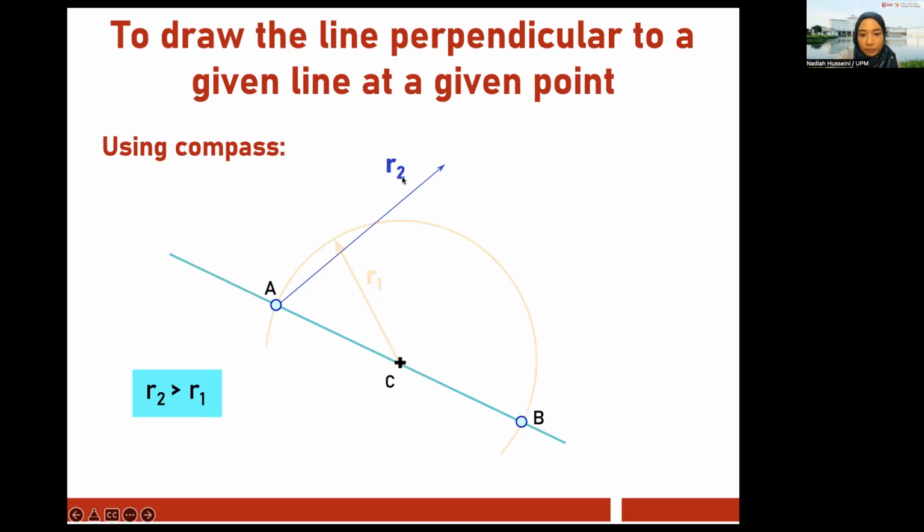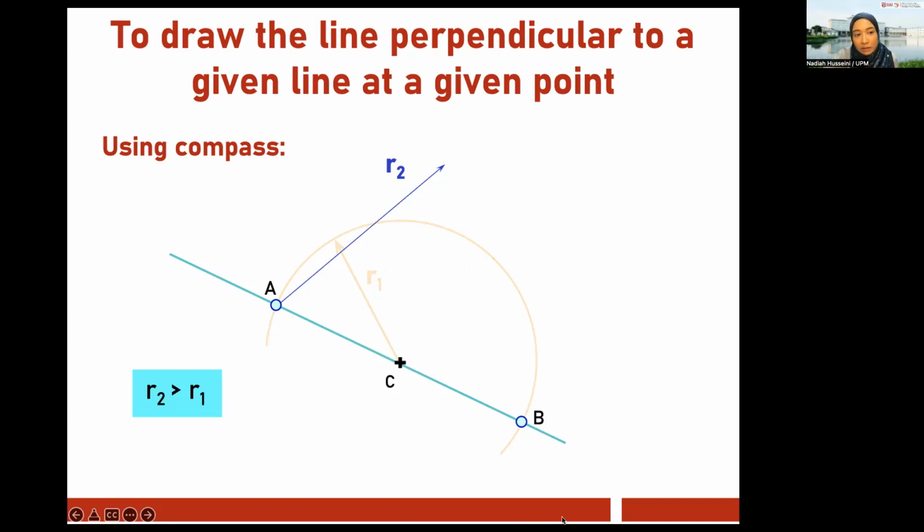Sorry, I made a mistake. Okay, so from here, you make another arc. The arc must be greater than R1. But actually it's the same, I think. If you start from here, you have another arc, and if you start from here, you have an... Okay, but it's not equal. Okay, just follow this one.